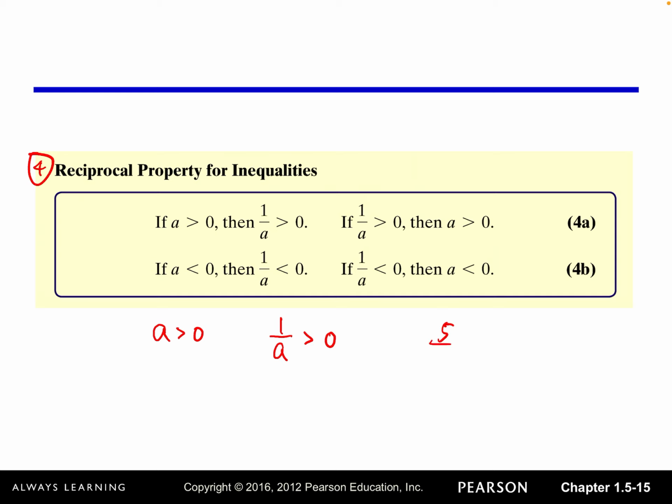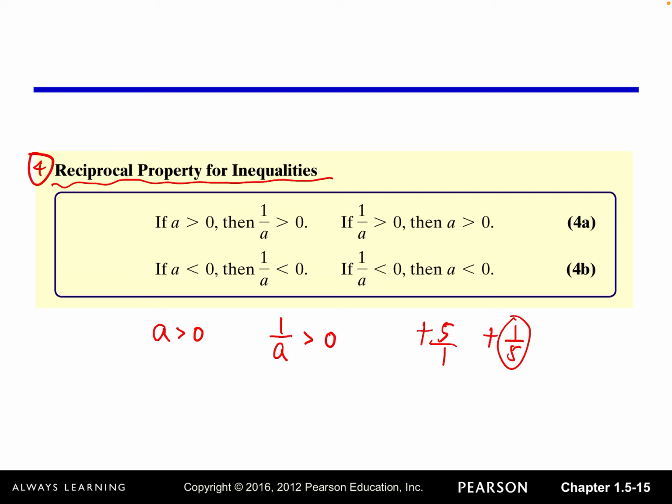For example, 5 is the same as 5 over 1. If you flip numerator and denominator, you get 1/5. So even though the number is getting smaller, the sign doesn't change. If 5 was originally positive, after flipping the numerator and denominator, the sign is still positive. The value of the number changes, but the sign doesn't change. That's what the reciprocal property really means.